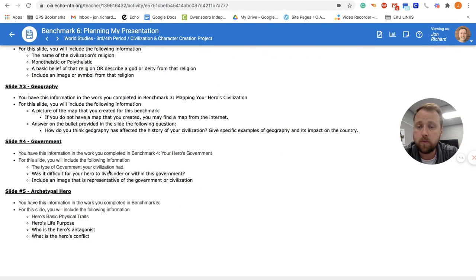Slide four is government. You have this information from benchmark four. For this slide, there's going to be two bullets and then an image. The first bullet is the type of government your civilization had. Did it have a democracy, an oligarchy, an autocracy? What did it have? And then the second bullet is, was it difficult for your hero to live under or within this government? So this is a little bit of a change.